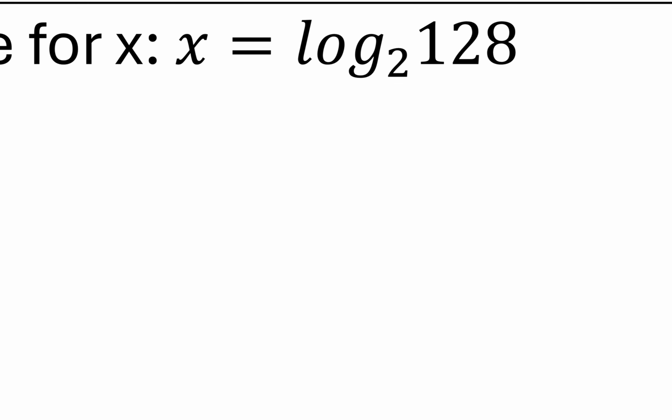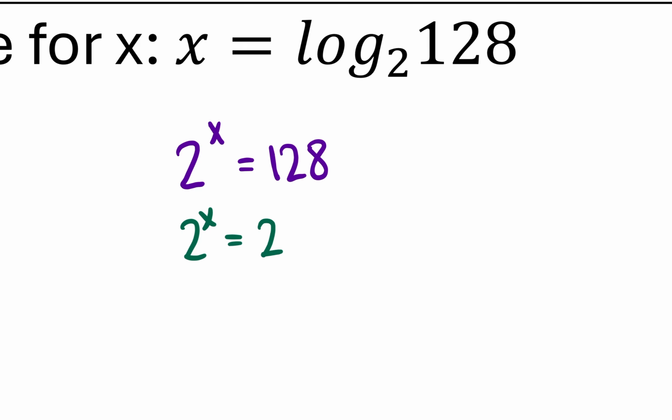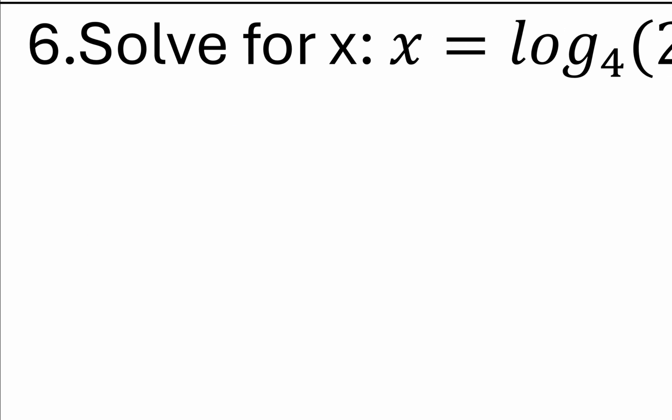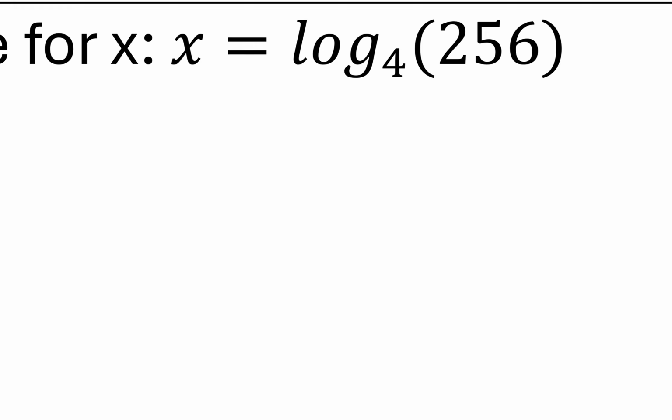My first step is to convert this to the exponential form. Hence, I have 2 to the power of x is equal to 128. I will then convert this with a common base of 2. So I have 2 to the power of x remains the same, but I can rewrite 128 to be 2 to the power of 7. From there, I notice that the bases are the same, hence I can set the exponents equal to each other. So I have x equals 7 as the final solution. Moving on to question number 6, we have the following log equation.